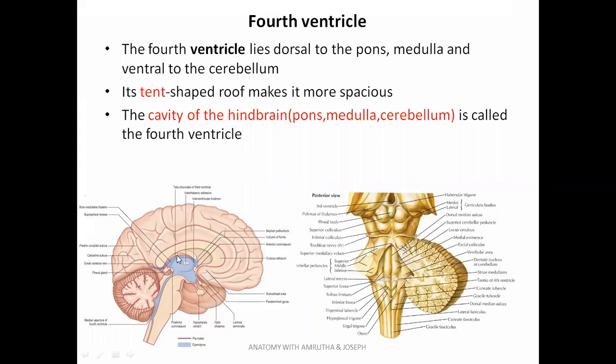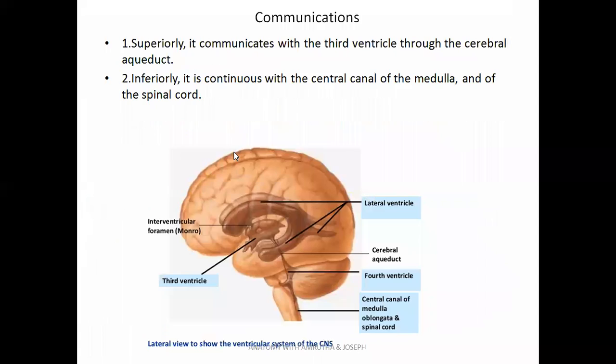This is what we just saw. So we have the fourth ventricle, which is present posterior to the pons and medulla, and anterior to the cerebellum. The tent-shaped, diamond-shaped structure, as you can see here, is making it more spacious. And the cavity of the hindbrain, that is pons, medulla, and cerebellum, is called the fourth ventricle.